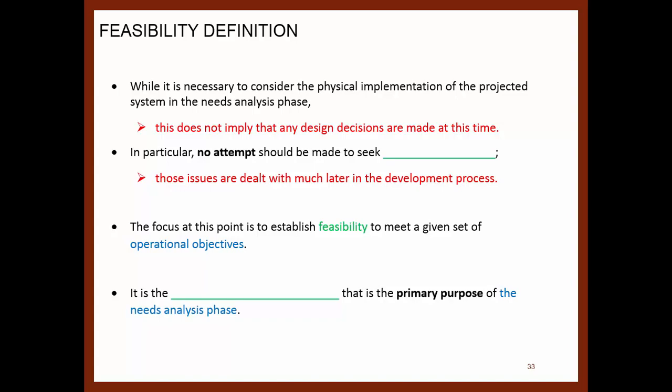While it is necessary to consider the physical implementation of the projected system in the needs analysis phase, this does not imply that any design decisions are made at this time. In particular, no attempt should be made to seek optimal designs. That's something that's going to come later on. Those issues are dealt with later in the development process. The focus at this point is to establish feasibility to meet a given set of operational objectives. It is the validation of these objectives that is the primary purpose of this analysis phase. So we have our objectives, we decompose those, we have functions associated to those, and these objectives are validated in terms of what this system must achieve.